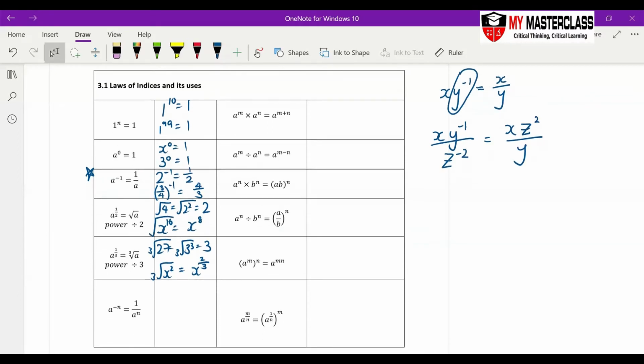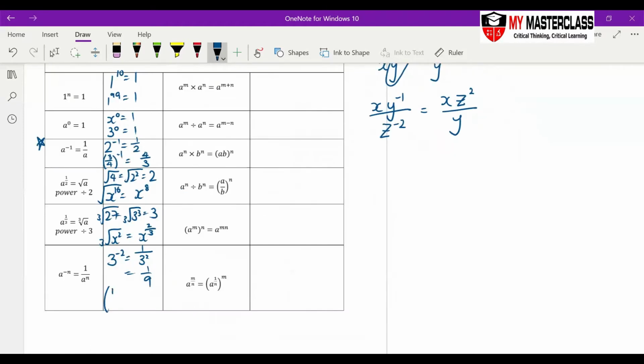Alright? So even if you have negative power with another number, not necessarily 1, it will just mean it goes from the numerator to the denominator. 3 to the power of -2 is just equal to 1 over 3 squared, which equals 1 over 9. Now, 1 over 3 to the power of -3.